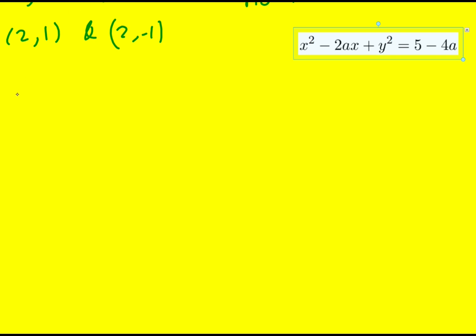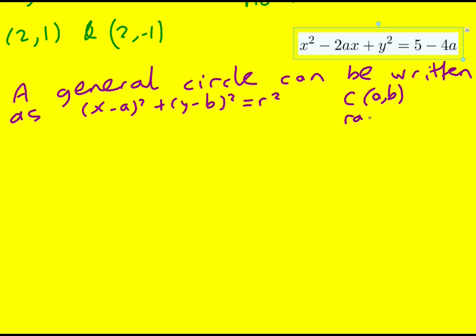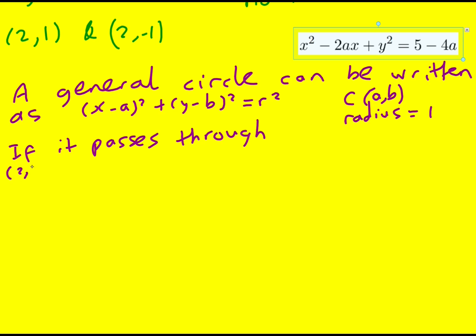Okay, so a general circle can be written as x minus a squared plus y minus b squared is equal to r squared, where the center is (a, b) and the radius is r. So if it passes through 2, 1, and 2, minus 1, then we can sub our points in.